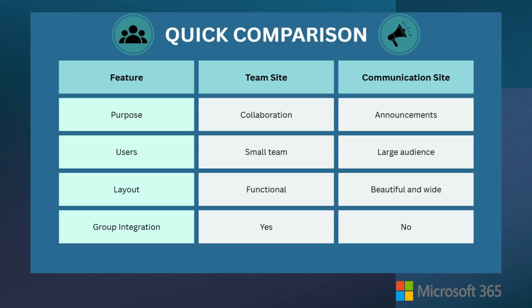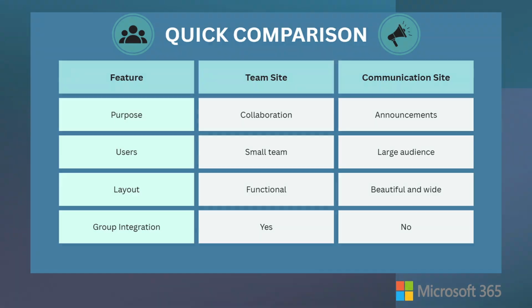Layout wise, team site is functional. We have navigation focused on working. The layout in communication site is visual. We have a wide layout focused on communication. For group integration, in team site we have mailbox, calendar, planner, Teams options. Communication site is standalone for publishing content. One line quick summary: team site is work together, communication site is share information.